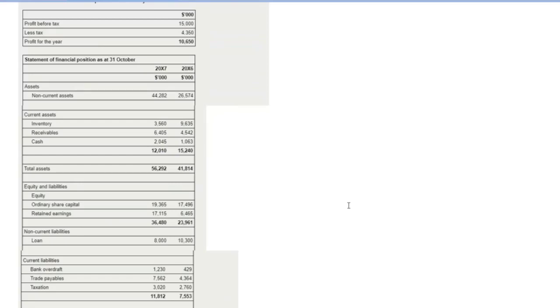Now, it's unlikely in the exam environment that you're going to get full marks for the cash flow. I like to think that if it wasn't timed and you're in the comfort of your own home, sat at your own desk on your own laptop, you could put this puzzle together and you could get full marks.